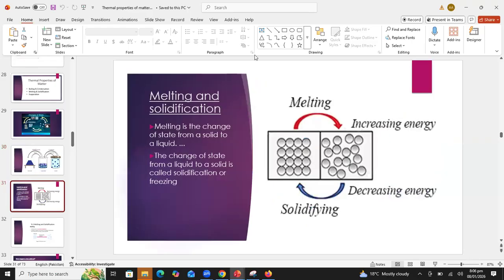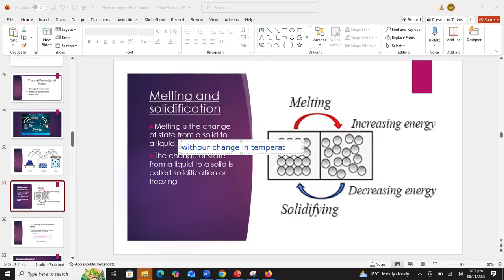Now, students, we will start with this topic today, that is melting and solidification. Write the heading in your register: melting and solidification. So what is the definition of melting? Melting is the change of state from a solid to a liquid without change in temperature.